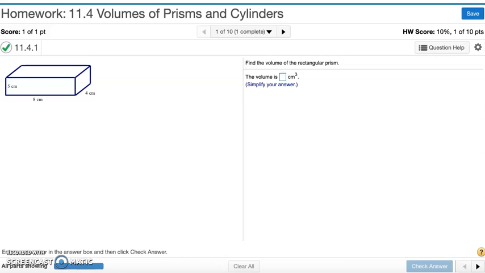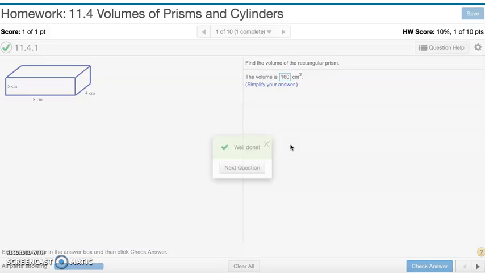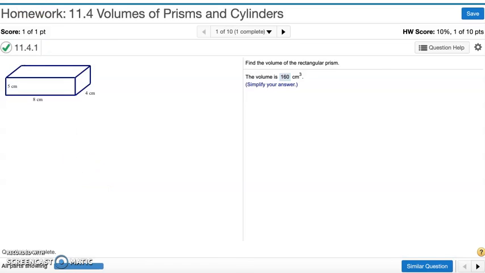11.4. Volumes of prisms and cylinders. Number 1. Find the volume of the rectangular prism. The formula for the volume of a rectangular prism is length times width times height. So 5 times 8 times 4 gives you 160. So that's the answer for number 1.